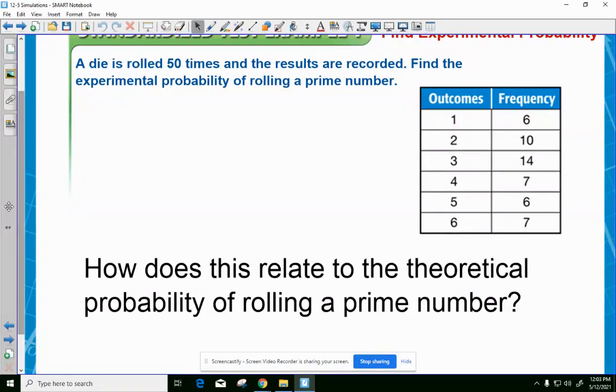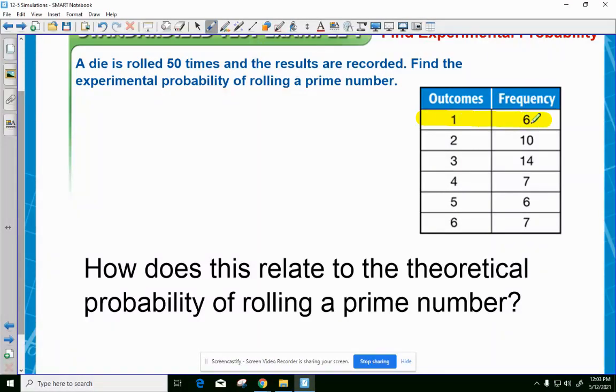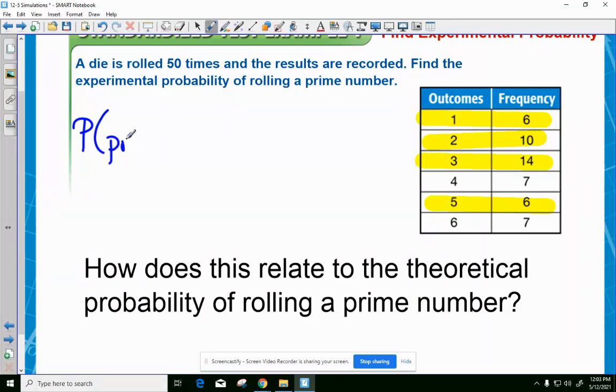Okay, so a die's been rolled 50 times. There are the results. Find the experimental probability of a prime. And we just talked a second ago about prime, so how many of those are prime? How many? Four: one, two, three, and five. Okay. So what's the probability that I roll a prime?